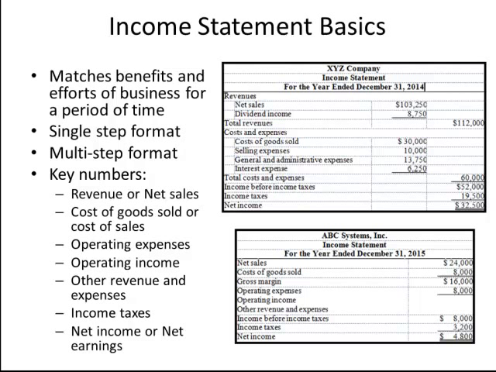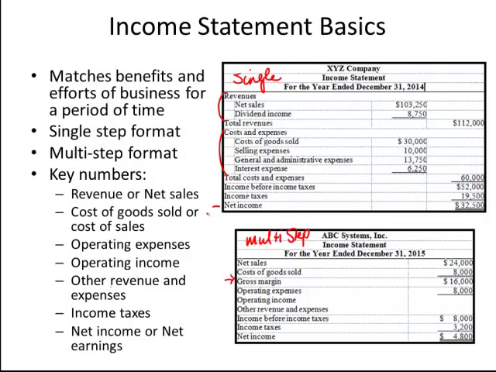There are two formats. There's the single step, and this is the single step. You can tell it's single step because it doesn't have a gross margin in it. The multi-step does. The single step and the multi-step contain exactly the same information, it's just formatted differently. In a single step, all the revenues are lumped together and all the costs and expenses are lumped together, but we get to that net income.